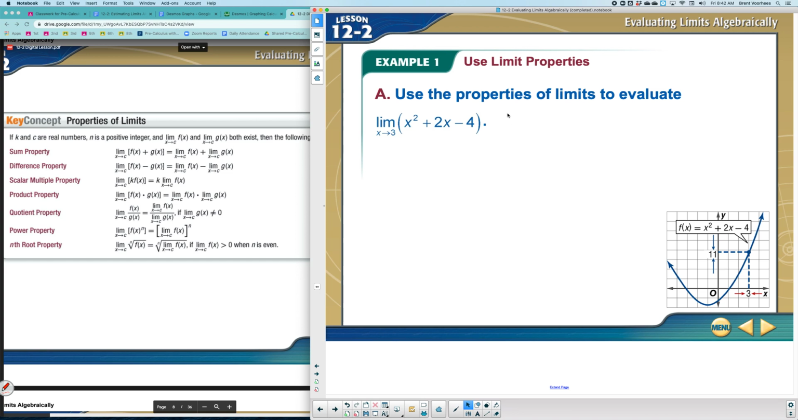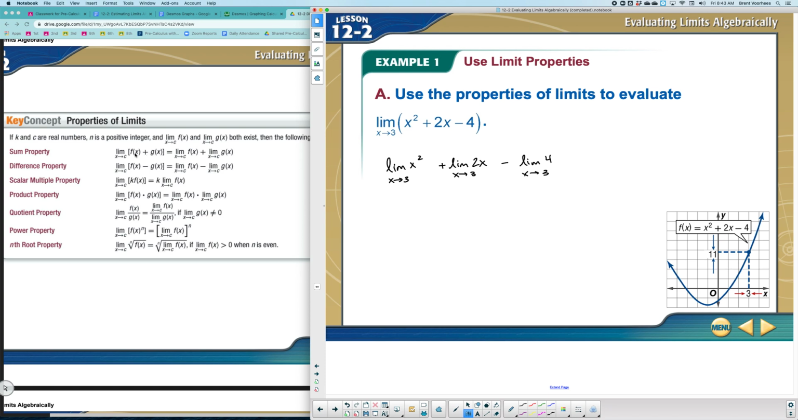Well, how can you do it on 12.2? Using these properties, first we could say that this would be equal to the limit as x approaches 3 of x squared plus the limit as x approaches 3 of 2x minus the limit as x approaches 3 of 4. Now notice I just distributed that limit through there. I put the minus on this side. You could have said plus a negative 4. It doesn't really matter. But I distributed it through. Now that is using the sum property.